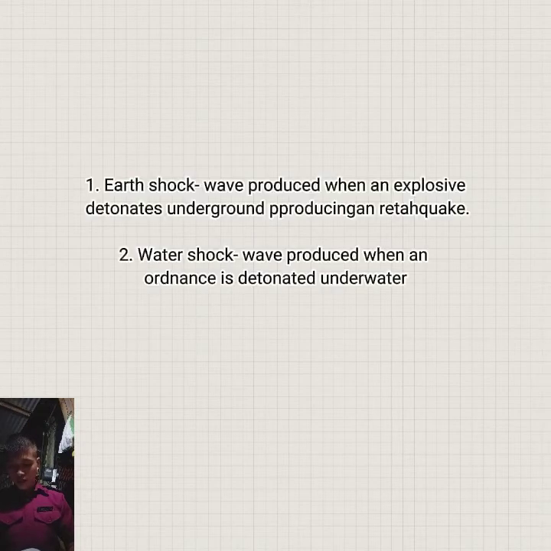Earth shock. There are two types of shock: earth shock and water shock. Earth shock wave is produced when an explosive detonates underground, producing an earthquake. What it means is that if there is an explosive underground, the explosion will create an earthquake. Next is water shock. Water shock wave is produced when an ordnance is detonated underwater. So earth shock is underground, while water shock is in the water.